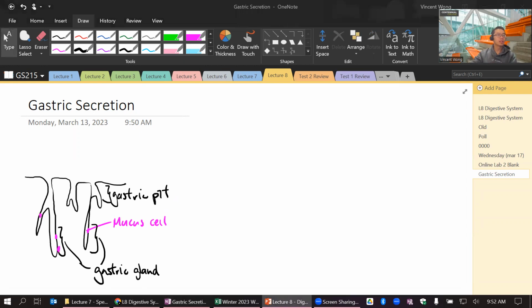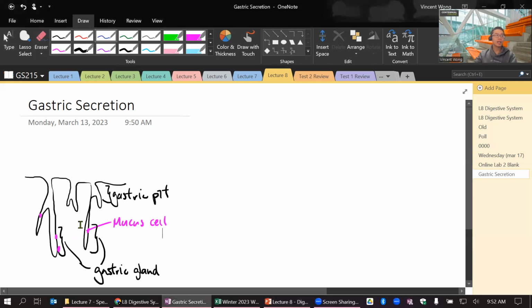What would the mucus cells do? The mucus cells secrete mucus that coats the lining of the stomach. You ever wonder why the stomach doesn't digest itself? The acid is really strong. It's hydrochloric acid with a pH of 1 to 2. It's strong enough to digest a metal nail, but you don't digest your own stomach. That's because the mucus cells secrete a thick layer of mucus that coats your stomach.